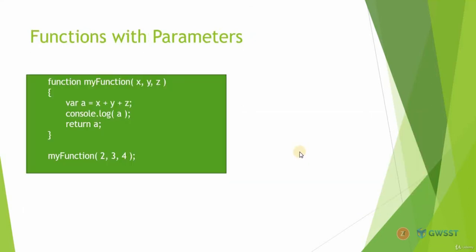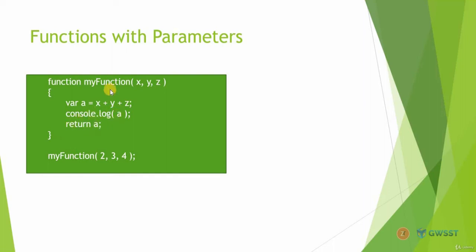Now functions can have parameters. Parameters are written inside the parentheses. Just say I have given parameters x, y, and z. Here I'm storing all of these calculations inside a. I'm adding x, y, and z, and storing that value inside a variable a. Then I'm going to output that variable a, and here I can use a return statement.